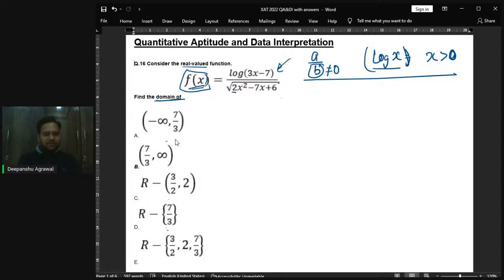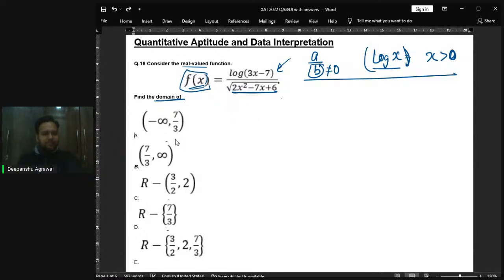So first of all, factorize this expression: 2x square minus 7x plus 6. I hope you know the factorization rule. I'm not going into factorization very much, but you'll get the factorization of this as 2x minus 3 and x minus 2. Right? If you solve this, you'll get the factorization as 2x minus 3. No. I think I've made some mistake over here.